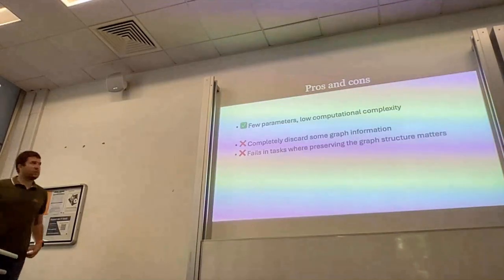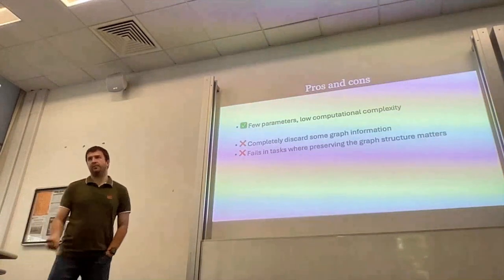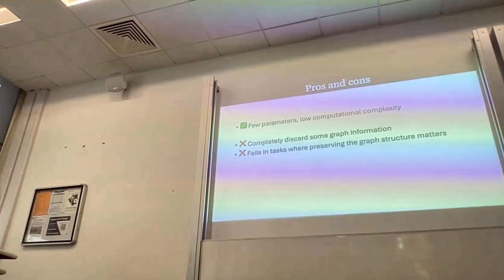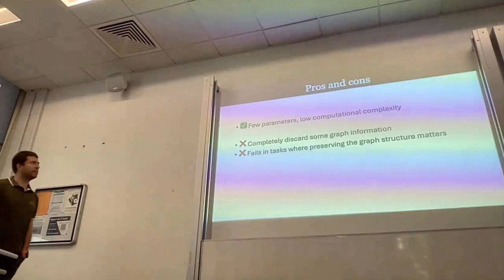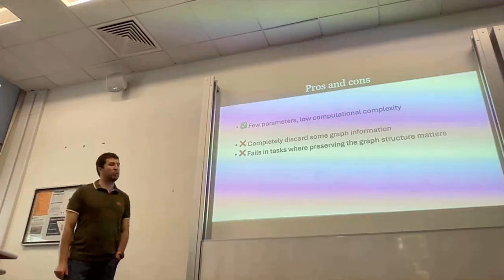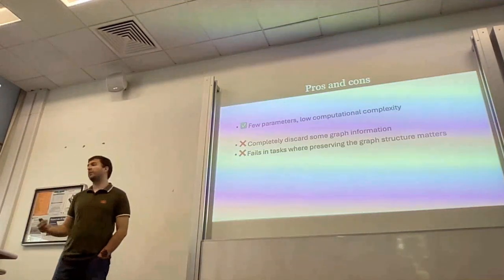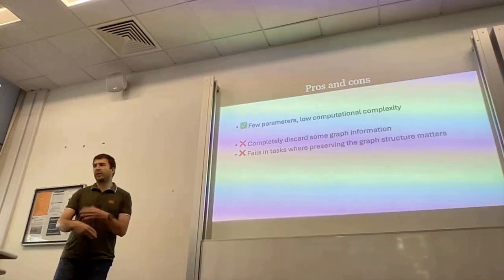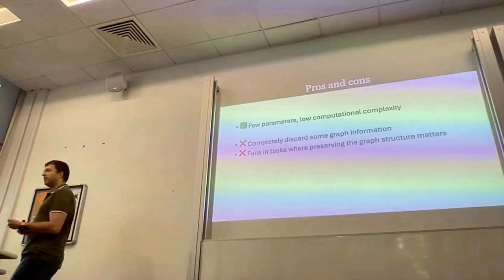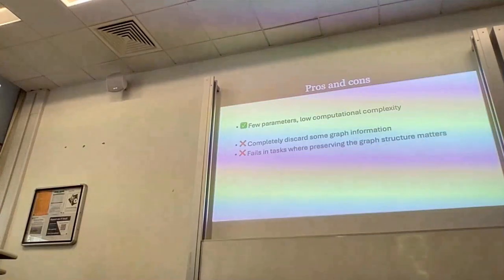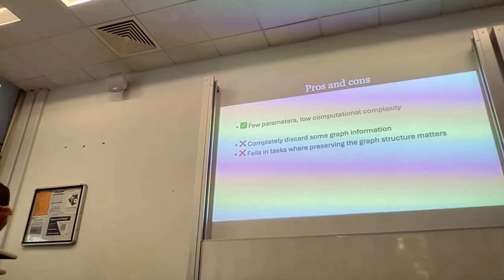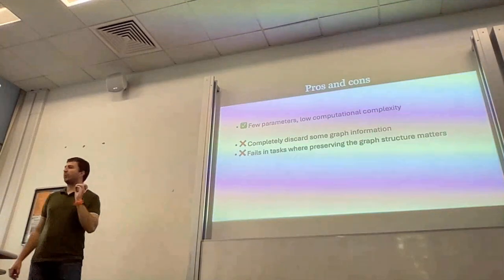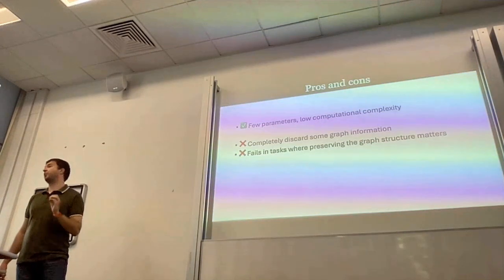So what are the pros and cons of these methods? Very few parameters. We only have to train the score vector, this projection vector, basically. This also means that they have lower computational complexity compared to the cluster-based methods. However, the downside is that they completely discard some part of the graph information, which can work in some cases, but it might fail in tasks where it's important to preserve the whole graph structure.